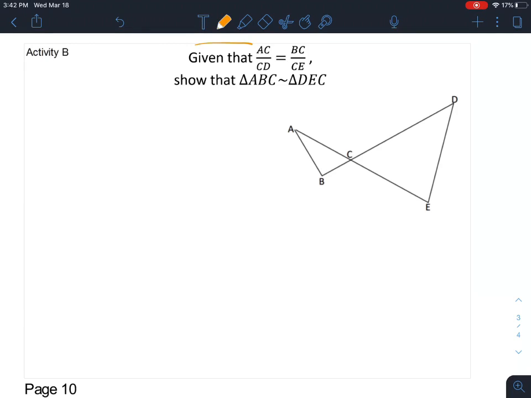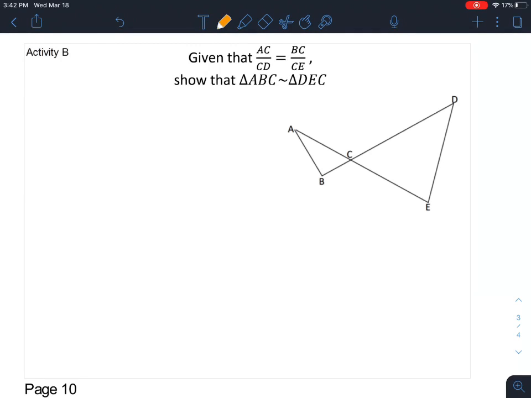Okay, so now I want you to try this one. Note that up at the top it was given that AC over CD is the same as BC over CE. And I want you to show then that these two triangles are congruent. Pause the video. When you are done, start it up again, and I will explain how to solve this.